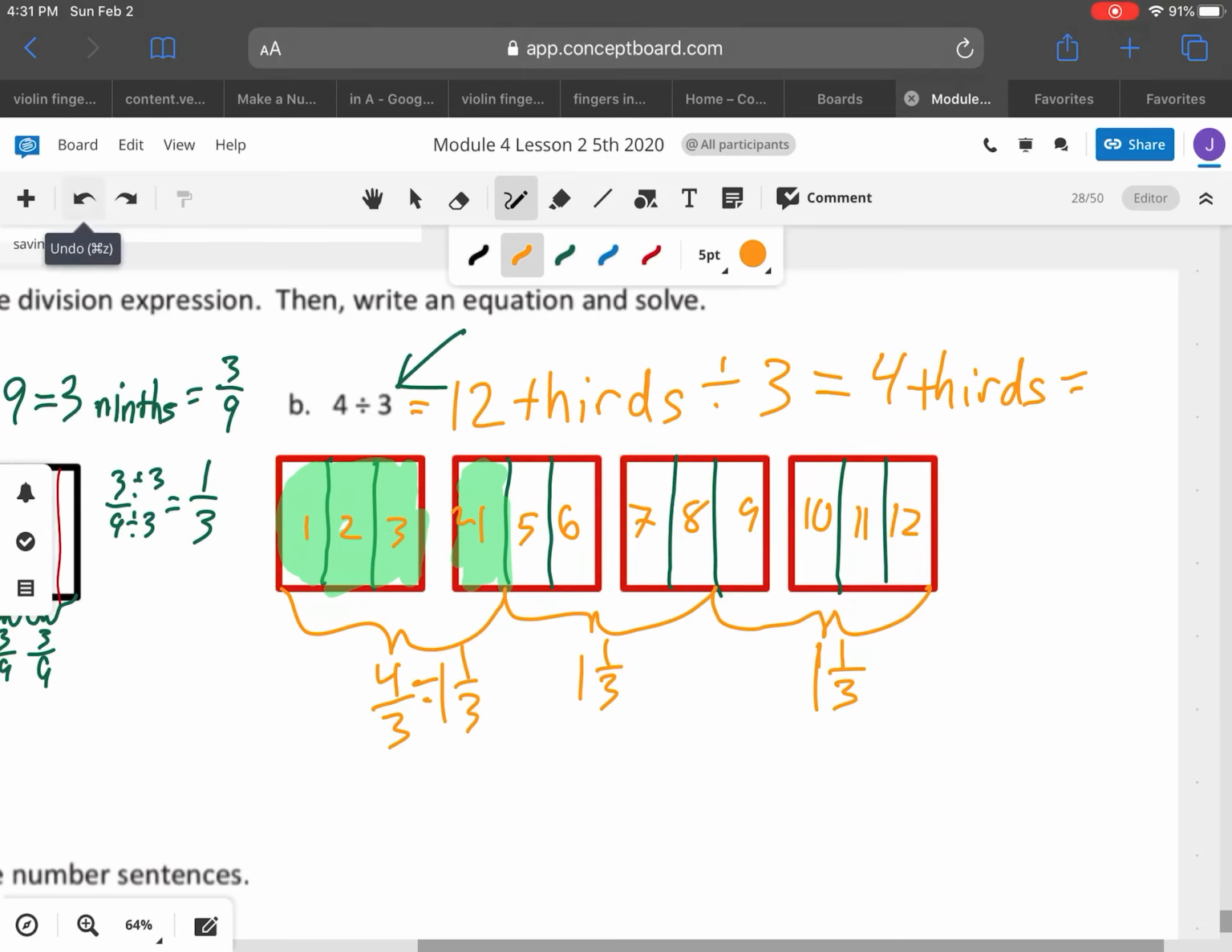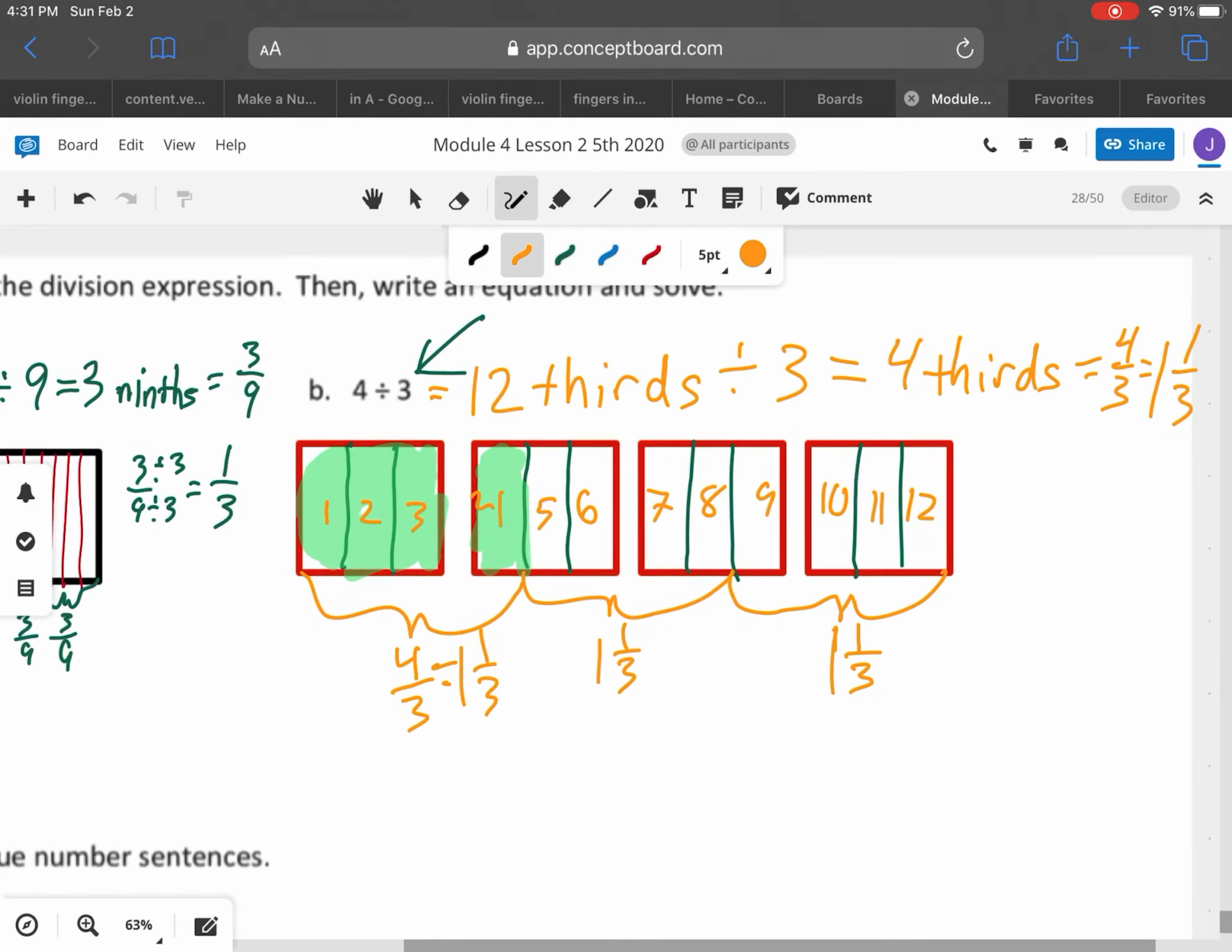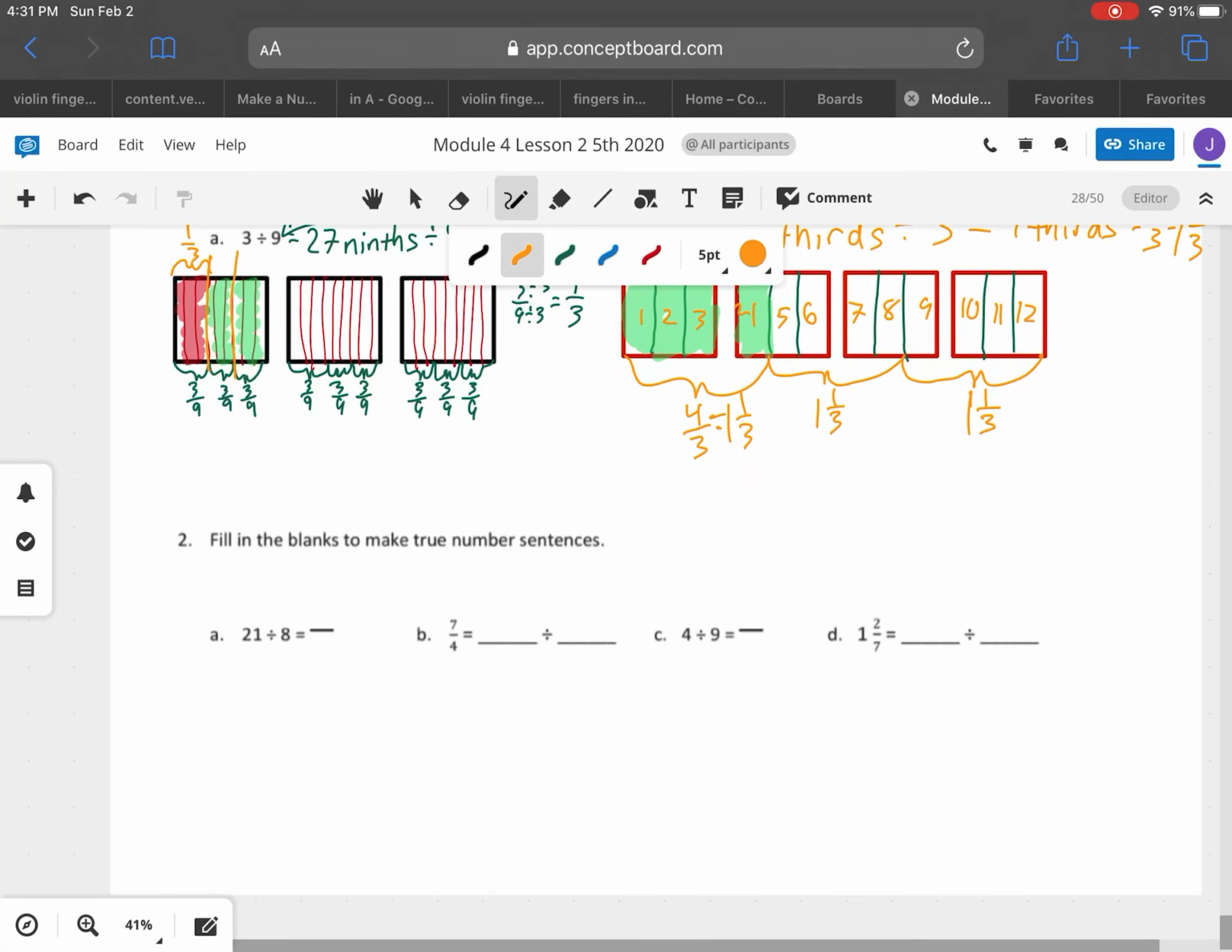Okay, well, I won't skip that step. I will go ahead and show you the 4 thirds, and I'll show you that that's 1 and 1/3. Okay, the picture shows the 1 and 1/3. If you haven't seen it, it's where I shaded in the green. There's one whole shaded in, and then 1/3 for 4 thirds.